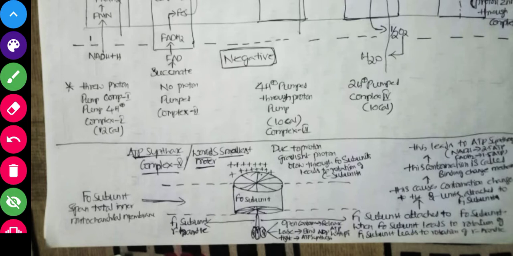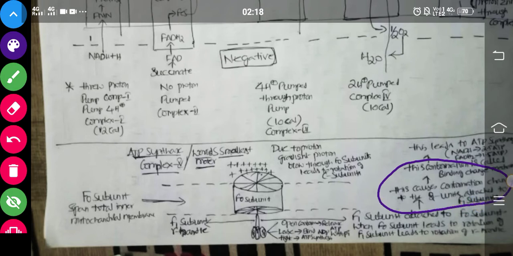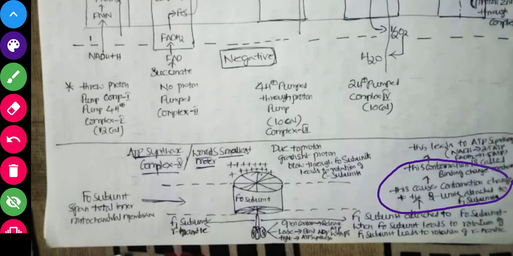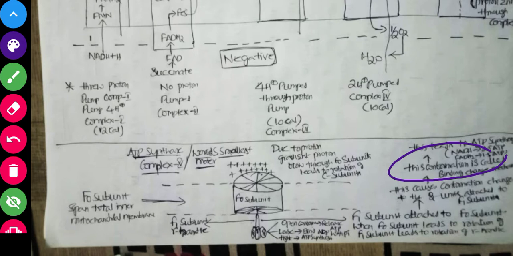Here I have written that the F1 subunit is attached to the F0 subunit. The F0 subunit leads to rotation of the F1 subunit, which leads to rotation of the gamma handle. When this gamma handle rotates, it causes conformation change to the beta units attached to the F1 subunits, which is called binding change conformation.